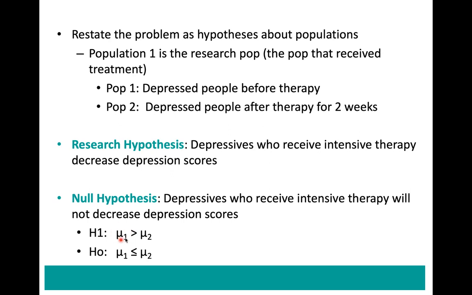So people before therapy, right, population 1, this is mu, so it basically means the average of population 1. They'll have more depression, right, greater depression than population 2, which is people after therapy, right? So depression will decrease, meaning that before therapy, we'll have more depression than after therapy. And the null hypothesis is just everything else, right? Every other possibility, which is encapsulated by this inequality that they would be less than or equal to.